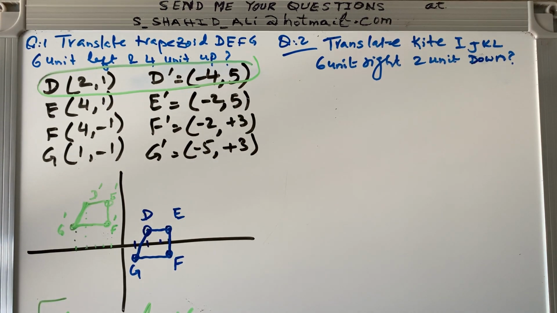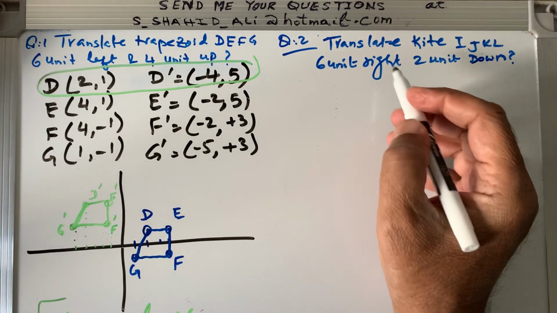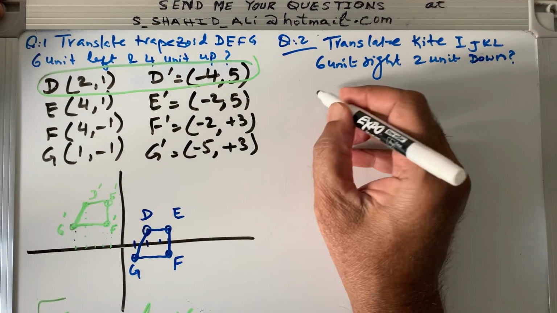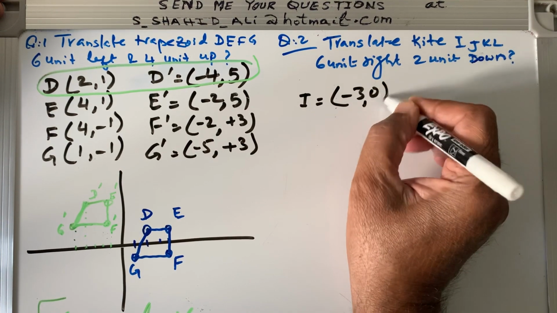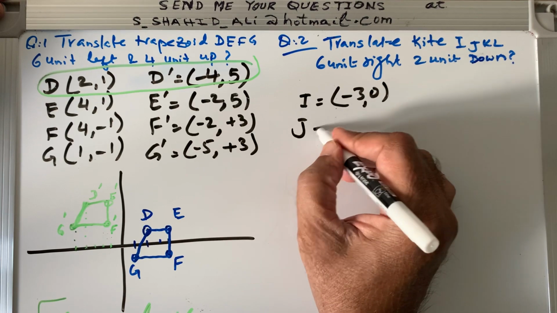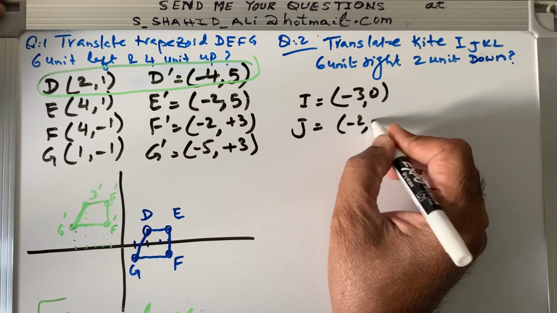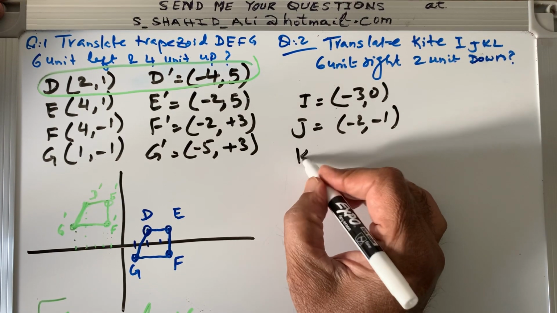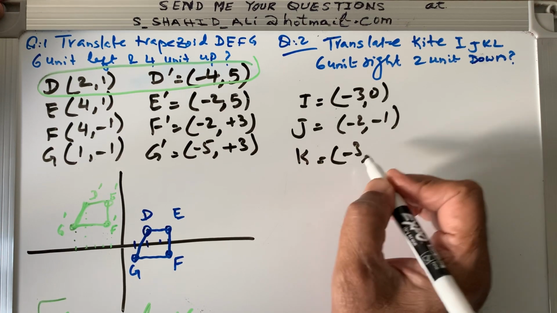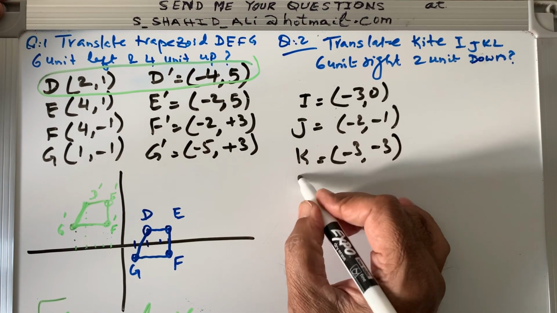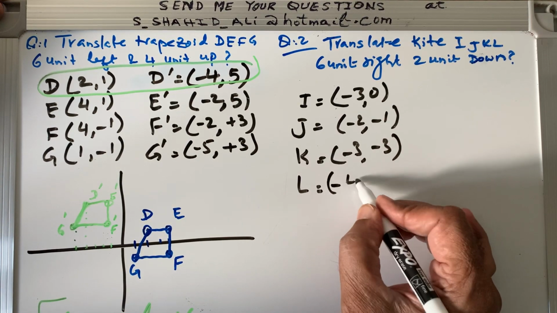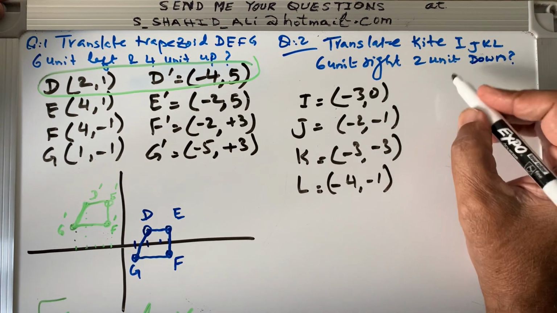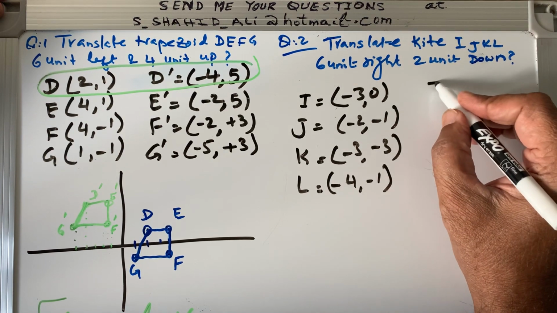Now, second question. Translate kite IJKL 6 units right, 2 units down. And the coordinates are I is equal to (-3, 0), J is equal to (-2, -1), K is equal to (-3, -3), and L is equal to (-4, -1). And the translation rule is given, so we have no worries.